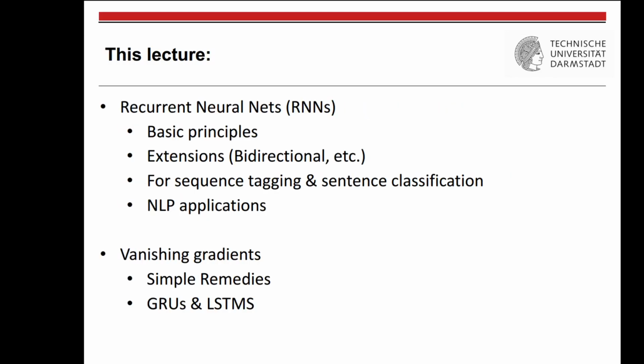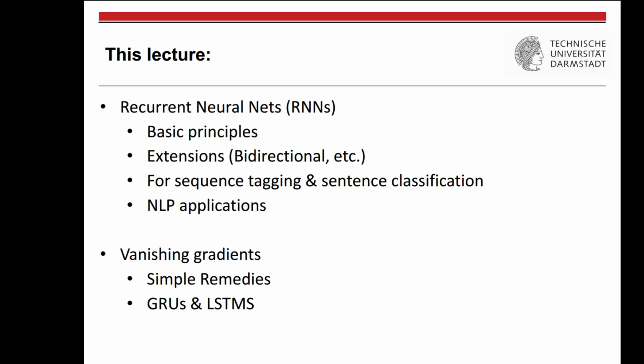So in this lecture we will talk about a very important extension of the multilayer perceptron, which are so-called recurrent neural networks. You have already seen the basic principles, but we will discuss them again today. Then we see further extensions. For example, we make them bidirectional, and we make also dependency relations between the output units. Then we see how we use them in sequence tagging and sentence classification tasks.